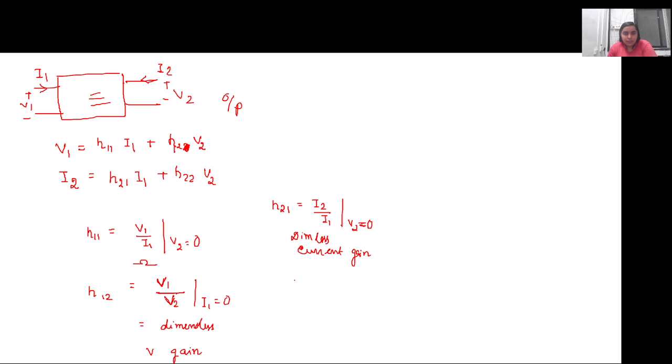right? H22 is given by I2 by V2 with I1 equal to 0, that is, source current equal to 0, and the unit of this, since it is current by voltage, is the inverse of impedance, that is admittance. So in this case, you see the four parameters here do not just simply say whether it is admittance or impedance. It is a mixture of all of it: voltage gain, current gain, impedance, and admittance. That is why this is known as the hybrid parameter.